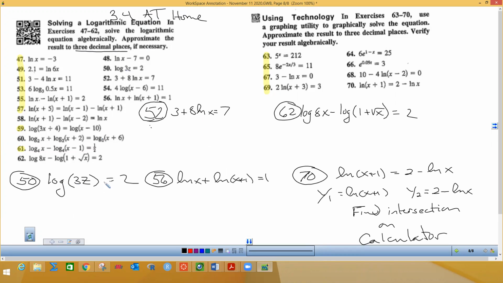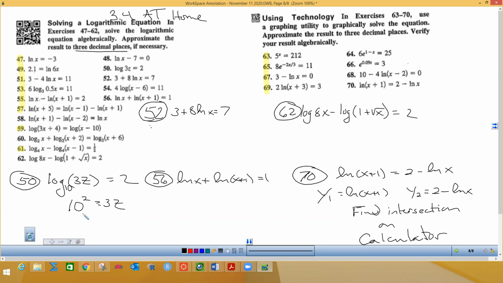So first of all, you've got a log problem and there's no base here. So when there's no base, that means there's a 10. So what we're going to do is change this from log form to exponential form by doing: base stays base. The other two play switcheroo.